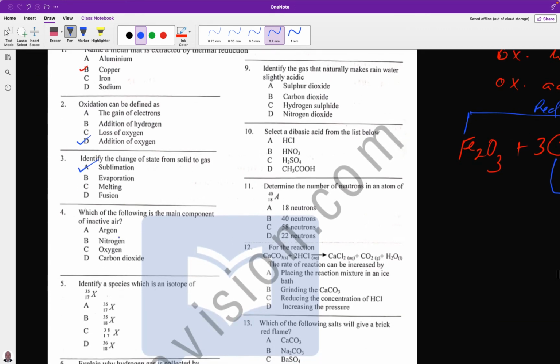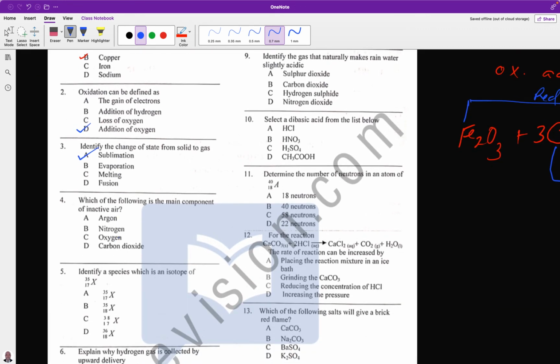Question number 4. Which of the following is the main component of inactive air? We have argon, nitrogen, oxygen, and carbon dioxide. The air comprises oxygen and nitrogen, and nitrogen is the main component of inactive air. So B is the right answer.